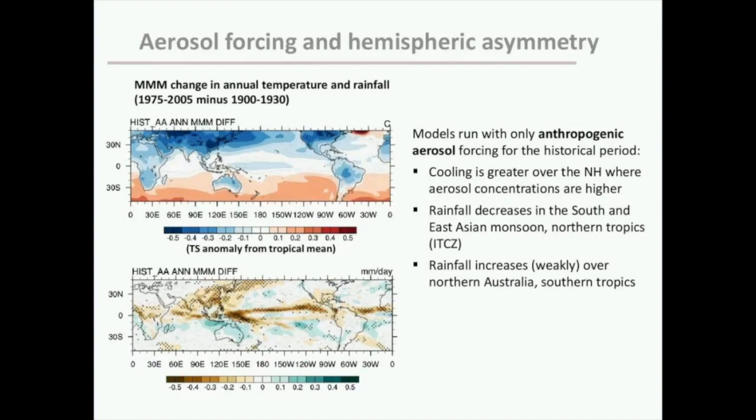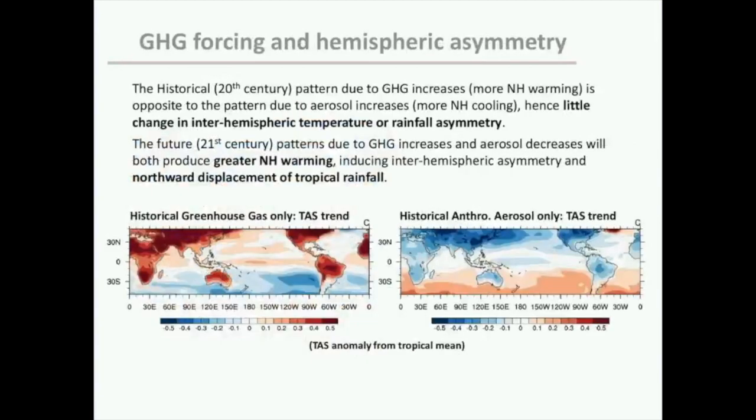Of course, in the real world, we didn't just have aerosols increasing, we also had greenhouse gases increasing. So if we look at the greenhouse gas pattern, this is from runs just with greenhouse gases now on the left-hand side. This actually favours a greater heating in the northern hemisphere, so more land, and land heats up more than ocean, and we end up with this asymmetry between north and south. And as you may be able to see, it's very similar but opposite to that in the aerosol pattern.